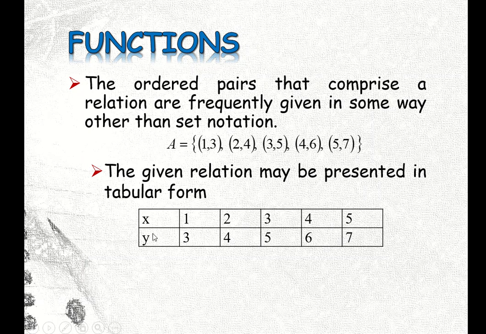For every value of x, you have a corresponding value for y. For x equal to 1, you have y equal to 3. For x equal to 2, y equal to 4. For x equal to 3, y is 5. For x equal to 4, y equal to 6. For x equal to 5, y equal to 7. So this is the relation of x and y values. There's a one-to-one correspondence.